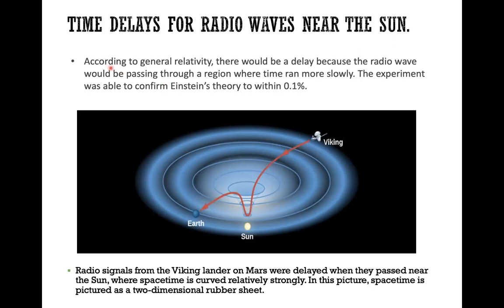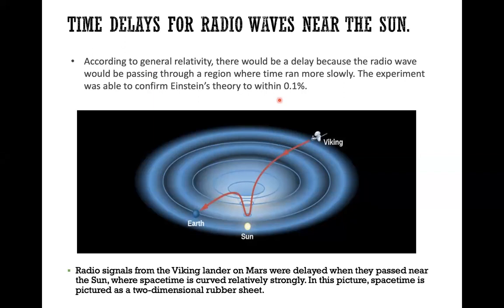And that's what I have mentioned here. According to general relativity, there would be a delay because the radio wave would be passing through a region where time ran more slowly. It's basically because of this curvature of space, right? So the experiment was able to confirm Einstein's theory to within 0.1% accuracy, right?